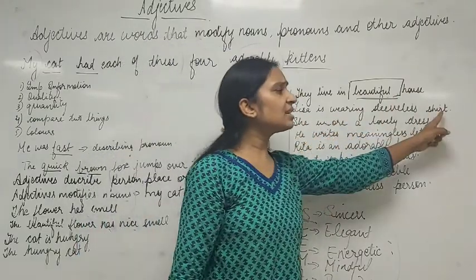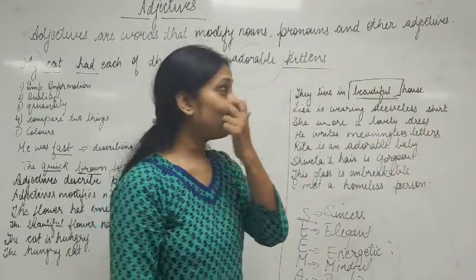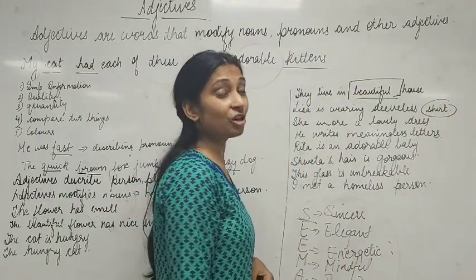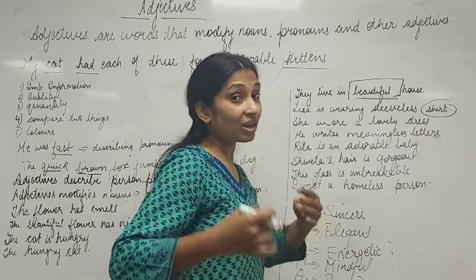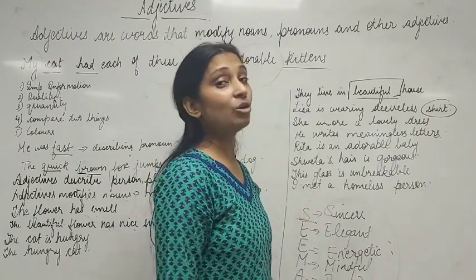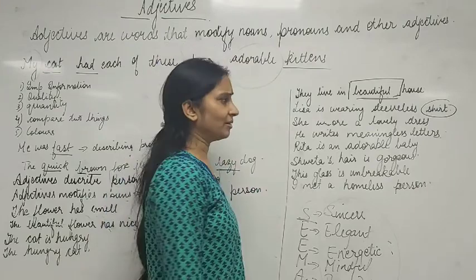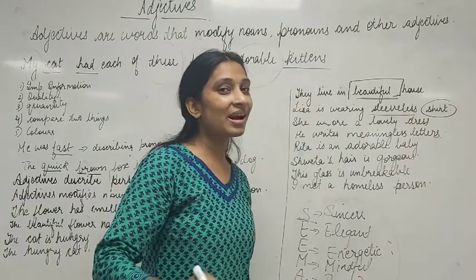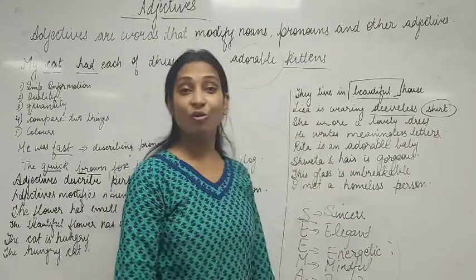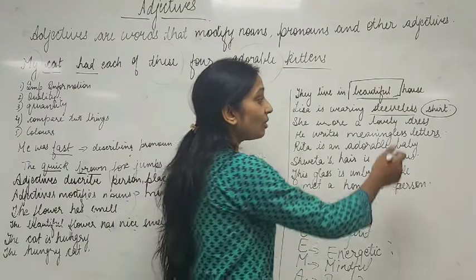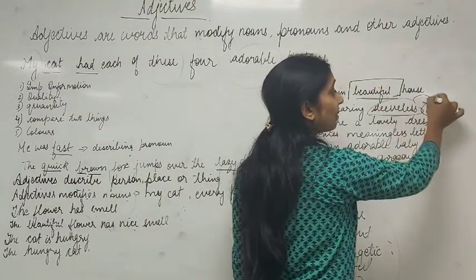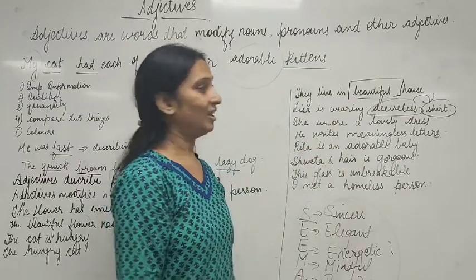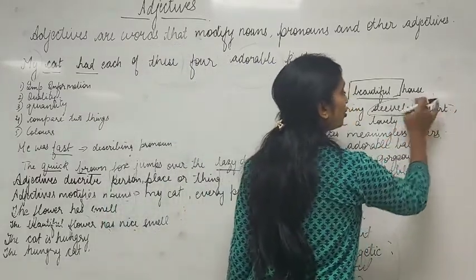Lisa is wearing a sleeveless shirt. Clear? Now here, if I say something is describing the word shirt, or is giving us important information about the word shirt, what is that word? Is it sleeveless? It is telling us what kind of shirt Lisa is wearing. So, are we having a word that is describing a noun here? Yes. So, sleeveless here is an adjective. Clear, children?